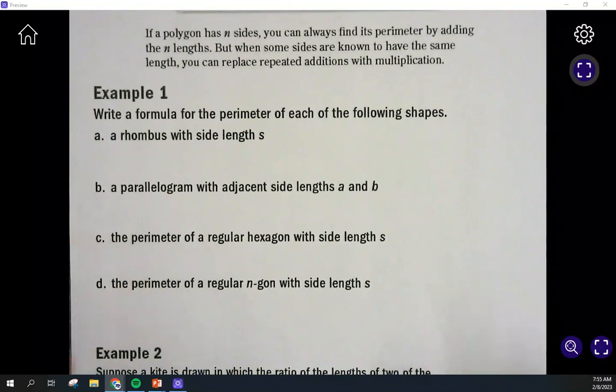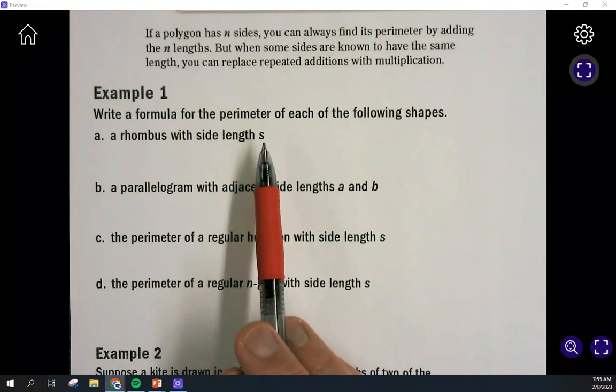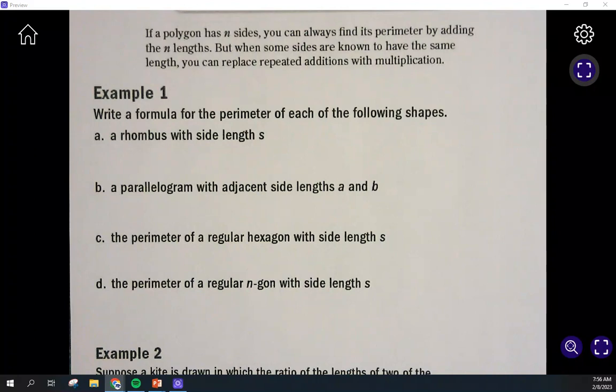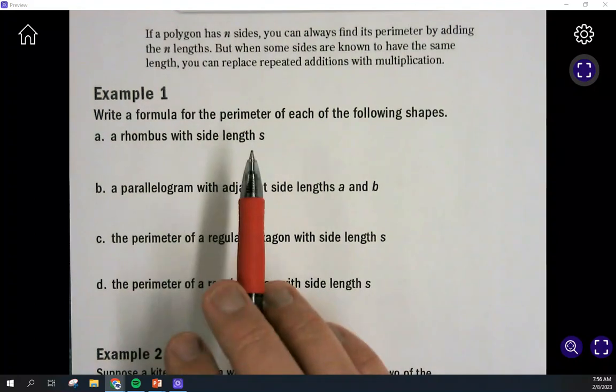So for example 1, we're going to write the formula for perimeter of each of the following shapes. So these are not actually going to have numbers. We're going to leave it with the variables. So a rhombus with side length S, what would be the perimeter? If I told you that it was side length 10, most of you could very easily come up with the perimeter. But how do we express it with the variables?